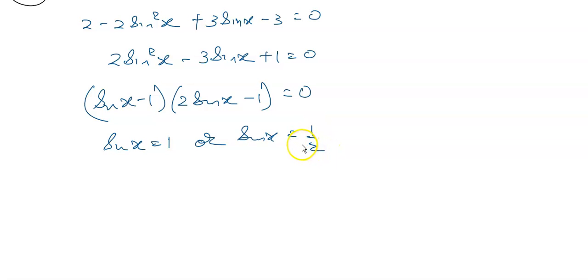So in between 0 to 180 degrees, what are the possible values? From here we get x equals 30 degrees and corresponding to 30 degrees, in the second quadrant 150 degrees. Oh, I wrote the solution of this one here. Corresponding to 1 we get pi by 2, that is 90 degrees, and from here x is equal to, let's write in degrees because options are in degrees. So this is 90 degrees, this is 30 degrees and 150 degrees.